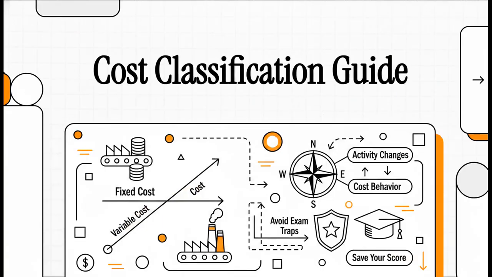Welcome to This Explainer. Today, we're building your ultimate cost classification survival guide. I'm going to help you completely master exactly how different costs react to changes in activity. By the time we wrap this up, you'll have all the tools you need to spot those common examiner traps from a mile away and honestly, save your score.